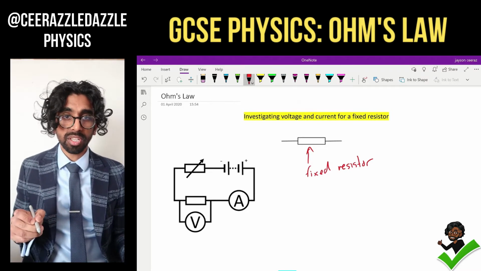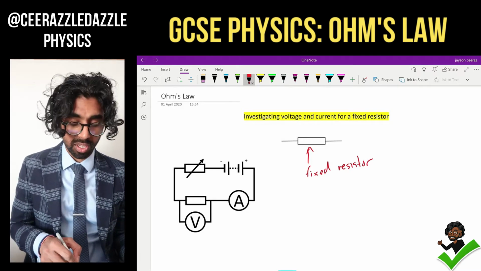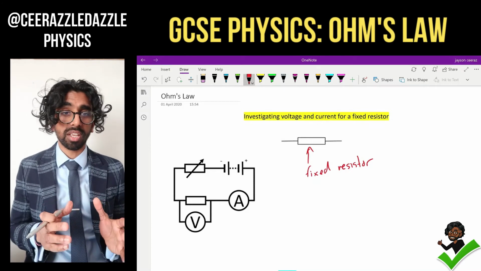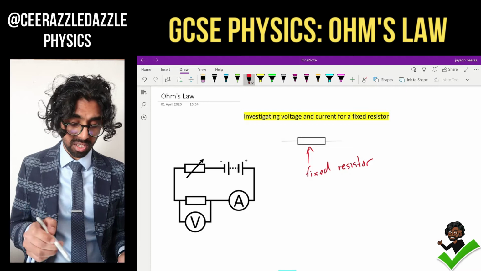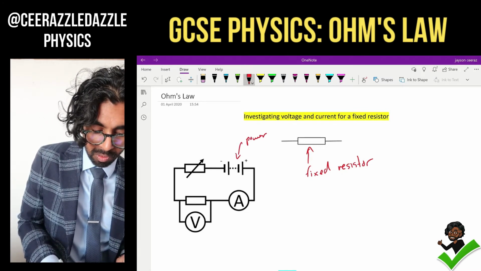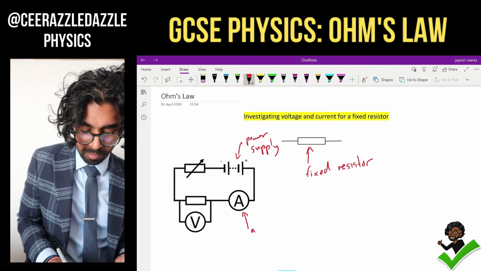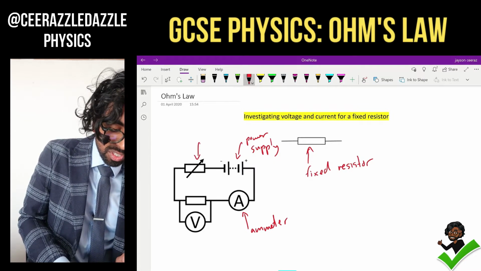First of all, I've got to put it into a circuit. So here is my fixed resistor placed into a circuit. You've got to be familiar with the setup because it's needed to investigate current and voltage for various different components. But it's dead easy. So I'll label the different parts. Here you've got a power supply. You've also got an ammeter. You've also got a variable resistor.